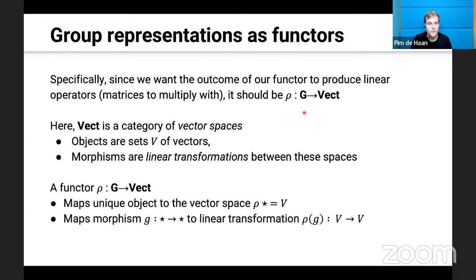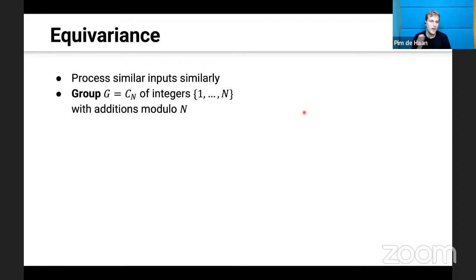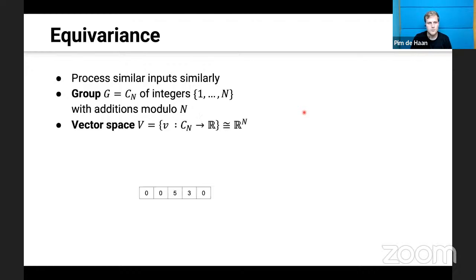Now we'll come to the new part, equivariance. So equivariance is a map between vector spaces, or other kinds of spaces in which groups can act, in which similar inputs are processed similarly. To give an example, imagine we have the cyclic group of size n, which contains the integers mod n, and the group multiplication is addition modulo n.